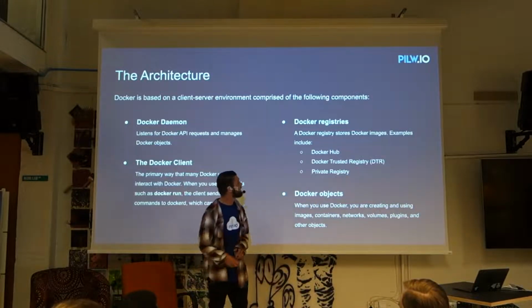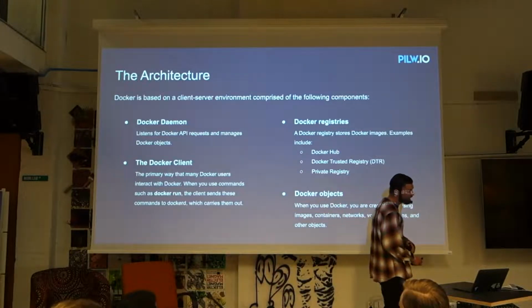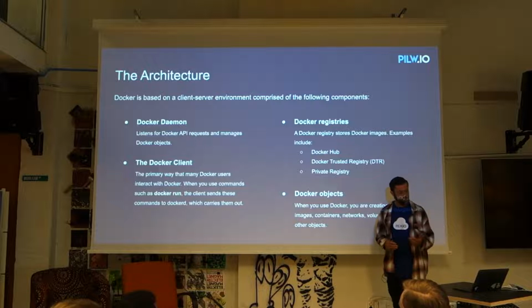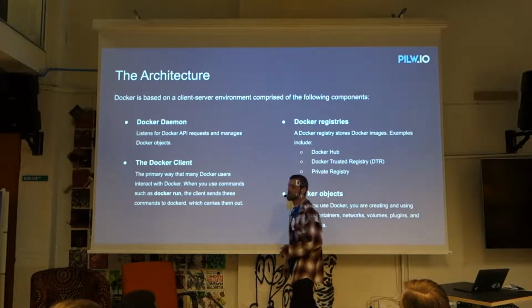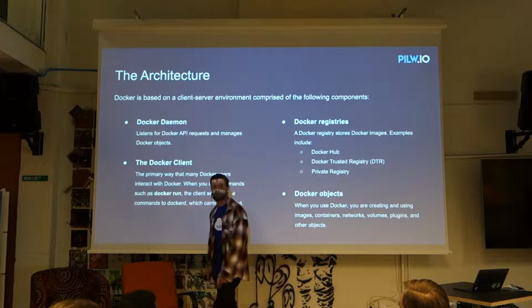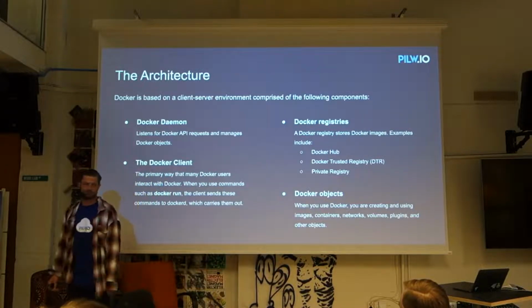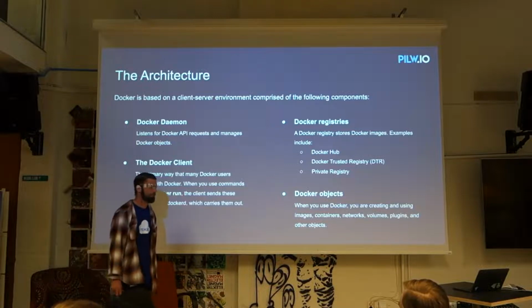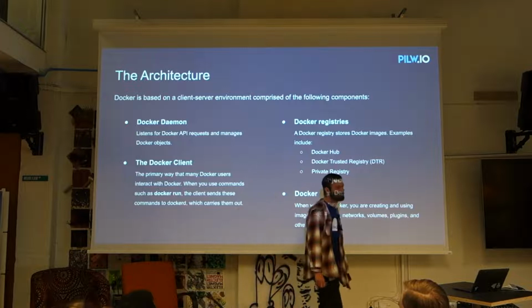Likewise, we then also have the Docker registries and Docker objects. Coming back to registries quickly, a registry is kind of like a Git repository. It's just a place to store built-up images. Any of you been onto Docker Hub?